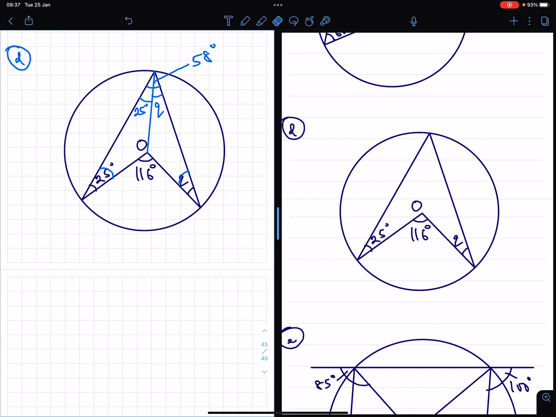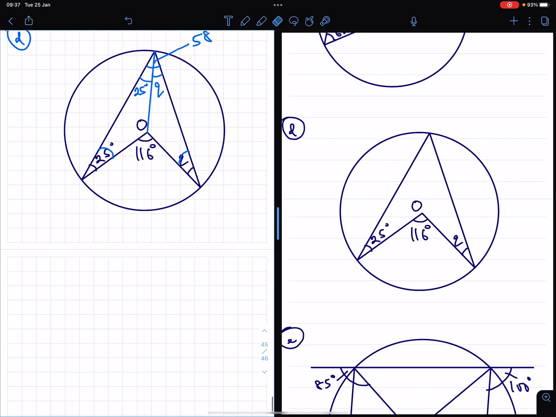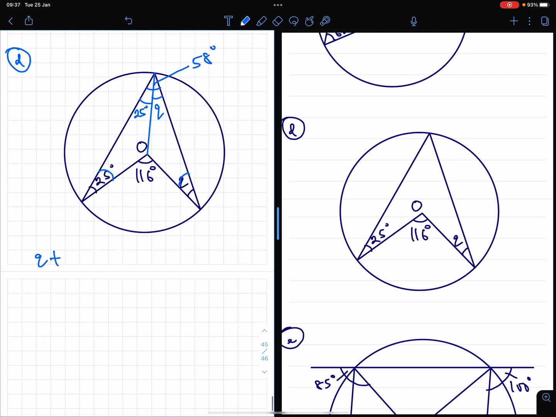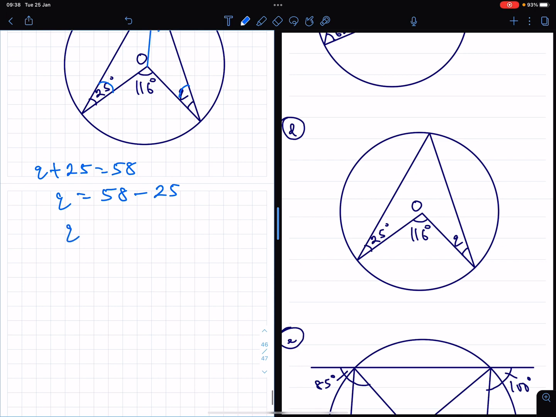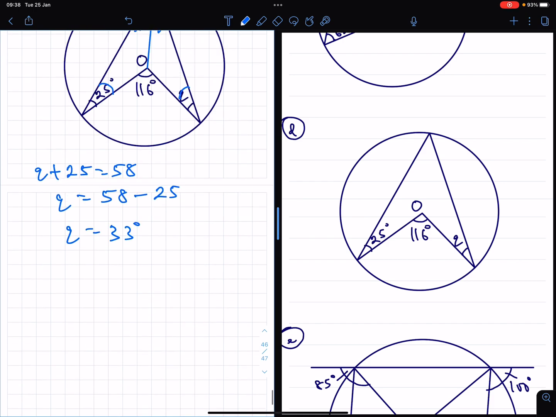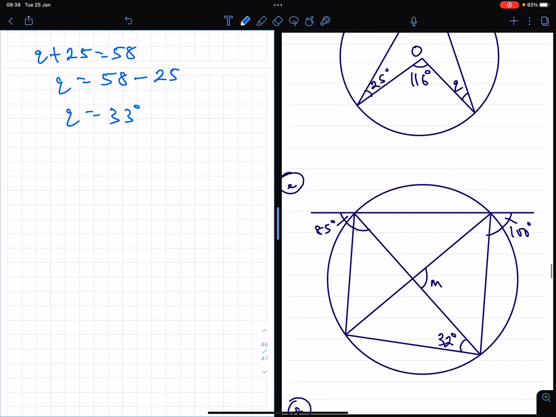So that's Q. Now how do we find it? Oh, that's simple. So Q plus 25, the whole of this, is 58. That means Q plus 25 is 58, which simply means Q equals 58 minus 25, and that means Q equals 33 degrees. Now to the next very quickly, question E.